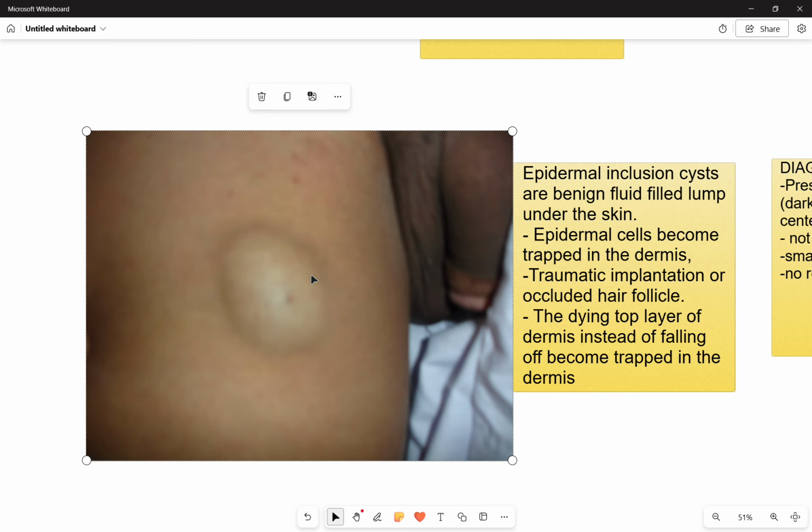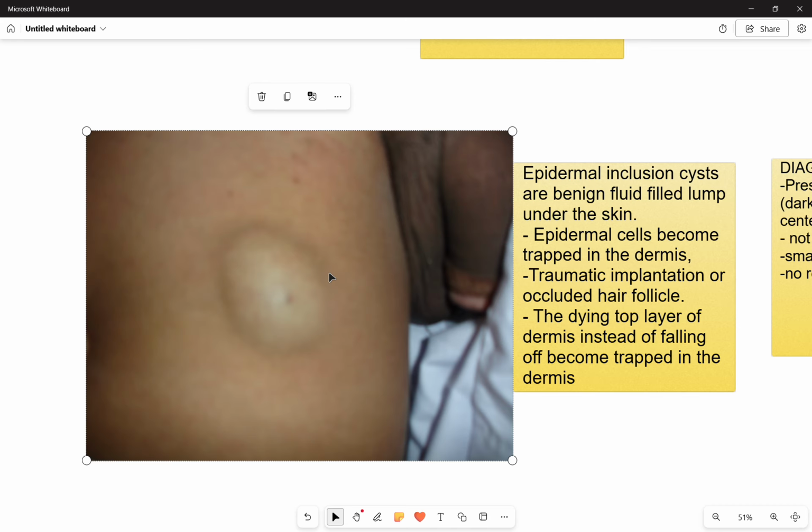It's a subcutaneous lump. It's not painful. It's small in size, and there is a presence of colored area over here, which is known as punctum. Now, this is typical of epidermal inclusion cyst. It's also labeled as a sebaceous cyst, but it's not a sebaceous cyst.